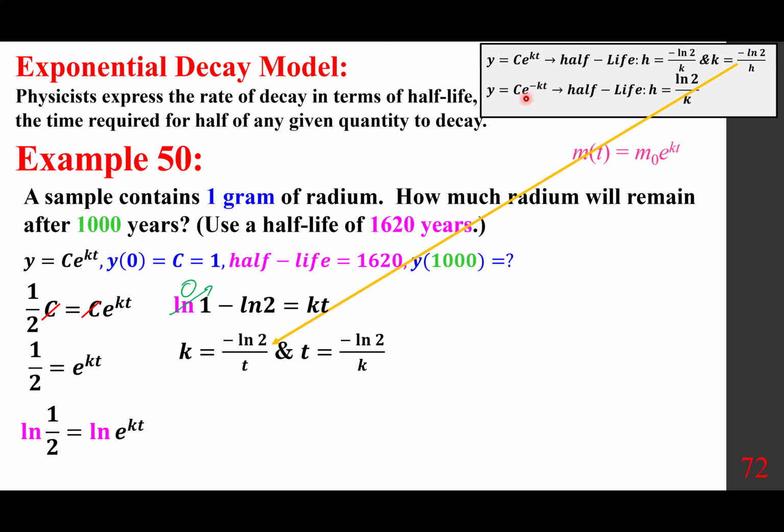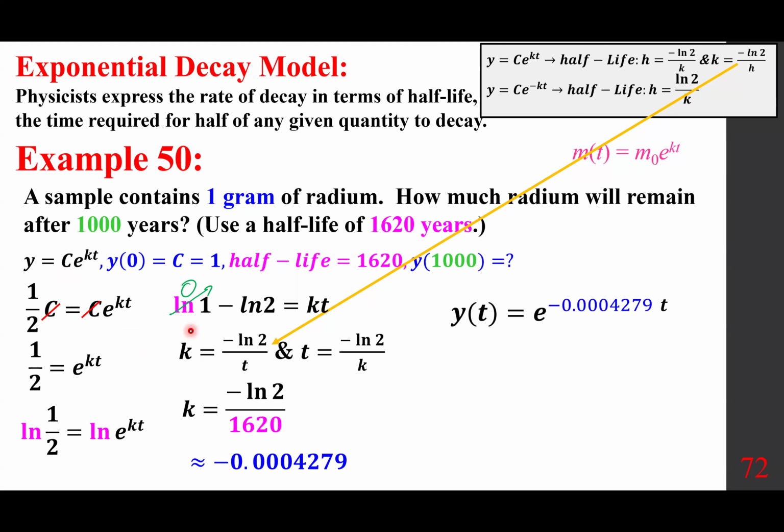So if that's the case, for us here, we have the time, so we want the k. Minus ln 2 over 1620. And you go with a lot of decimals. So y of t is c, which is 1, e to the power of k, which is this number, times t. This one I didn't write in front of it.